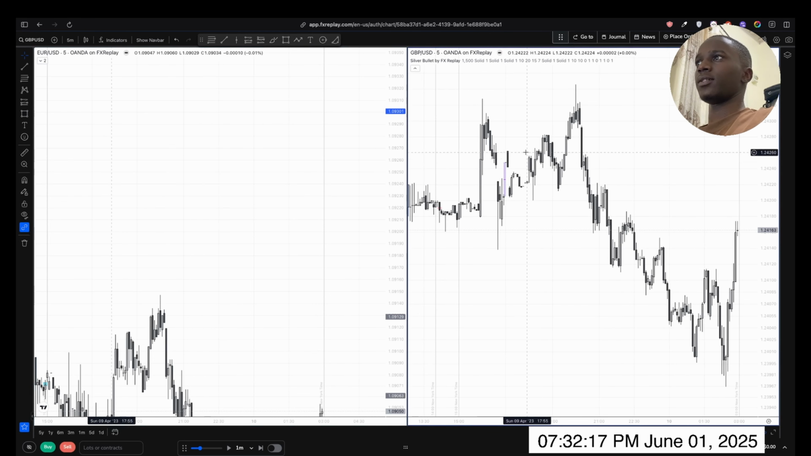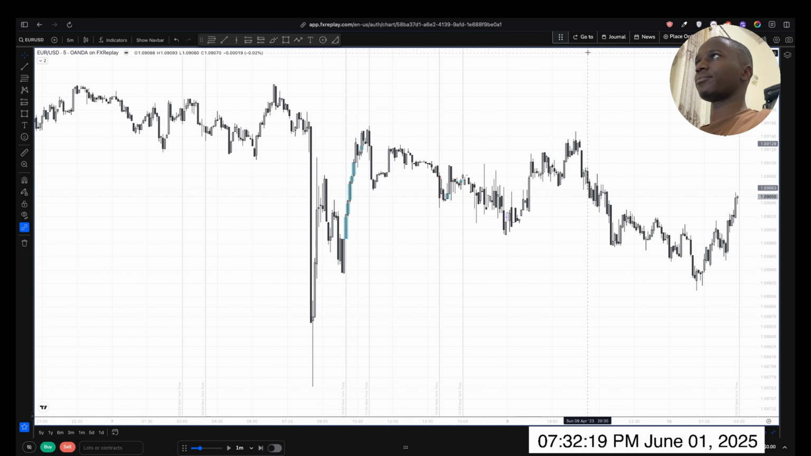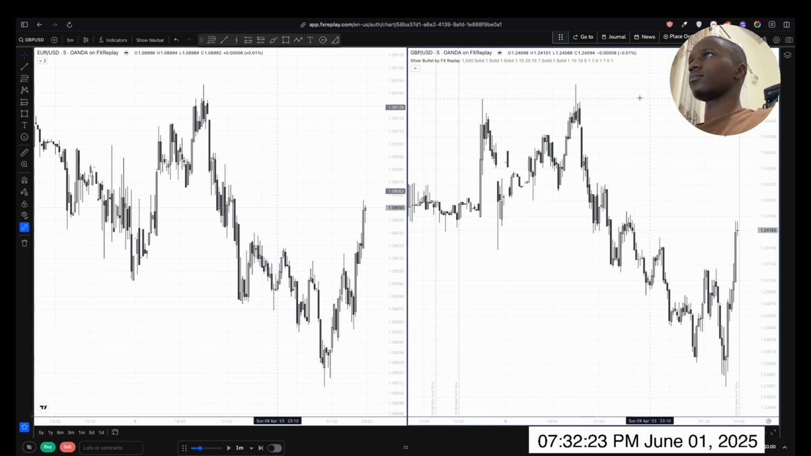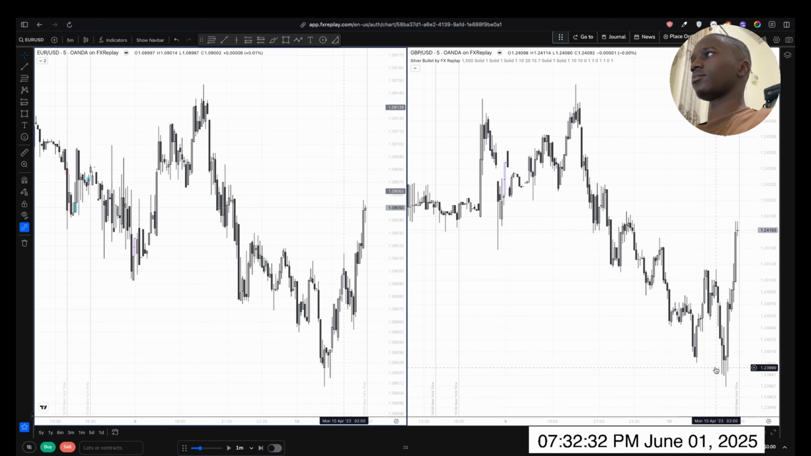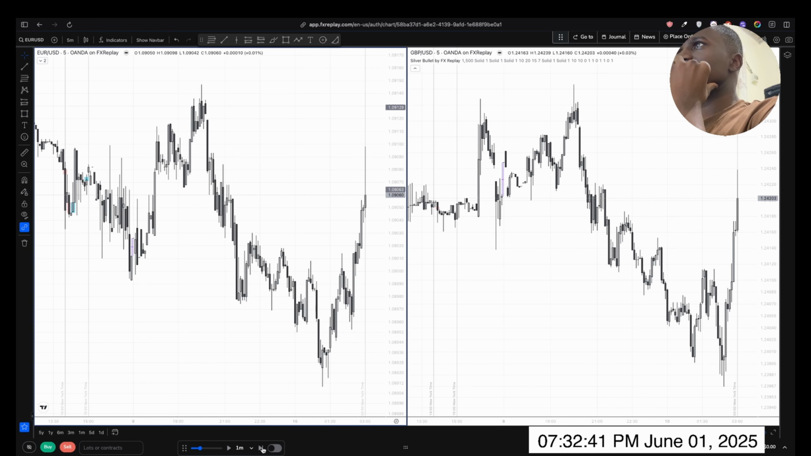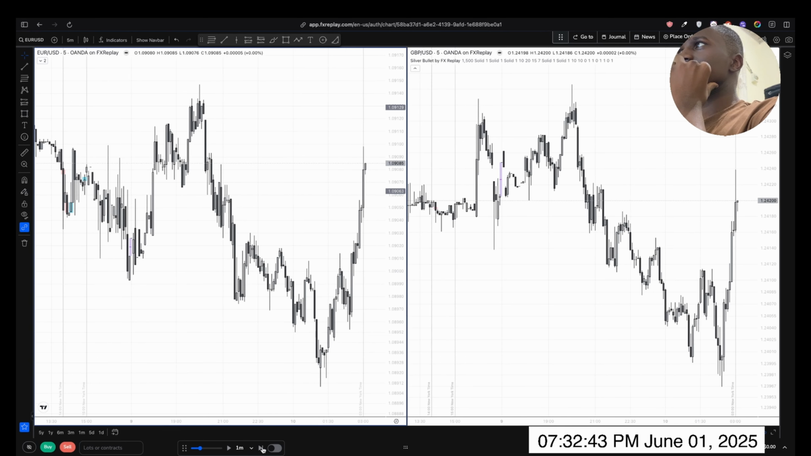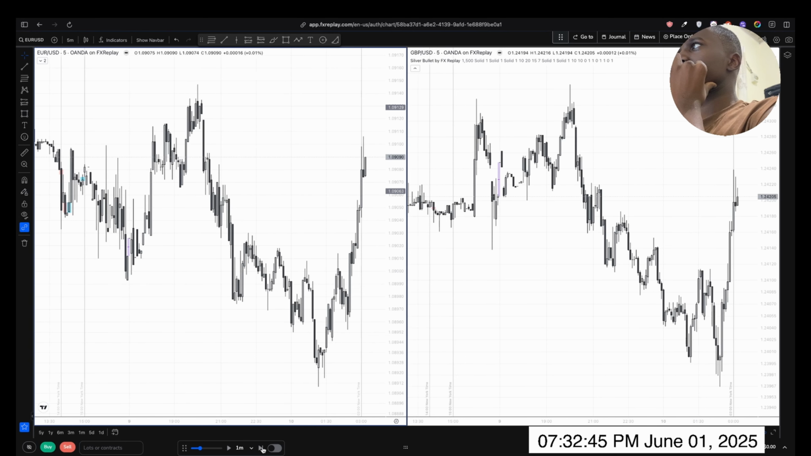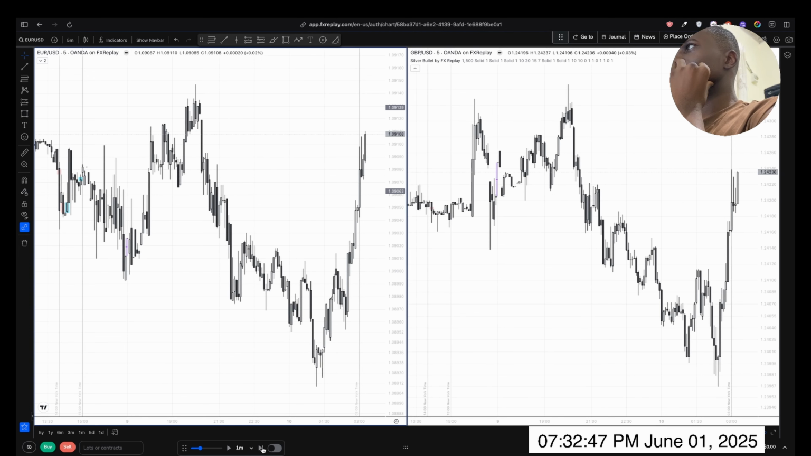Okay, let's talk about this Monday. So we have a sweep here. We shifted right here, and here's also another show of the shift. So we'll see what the market shows us before entering.